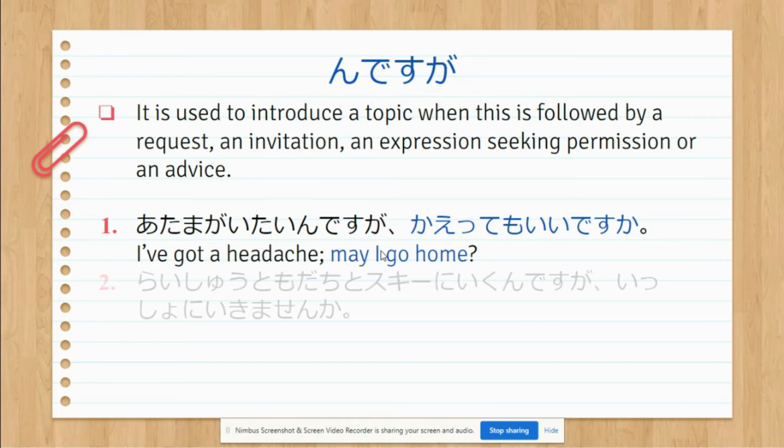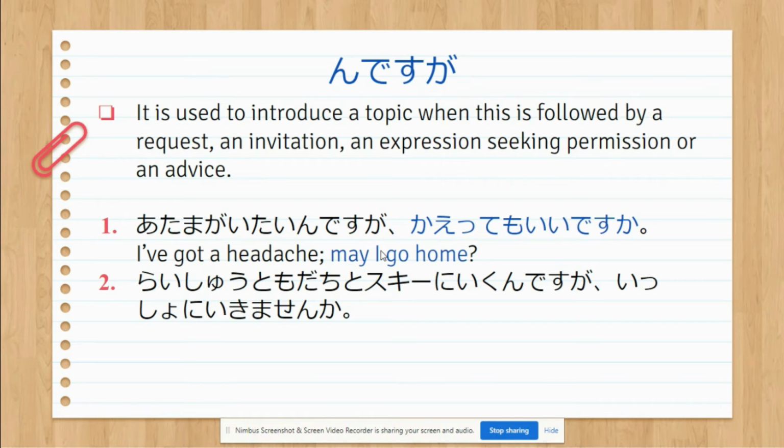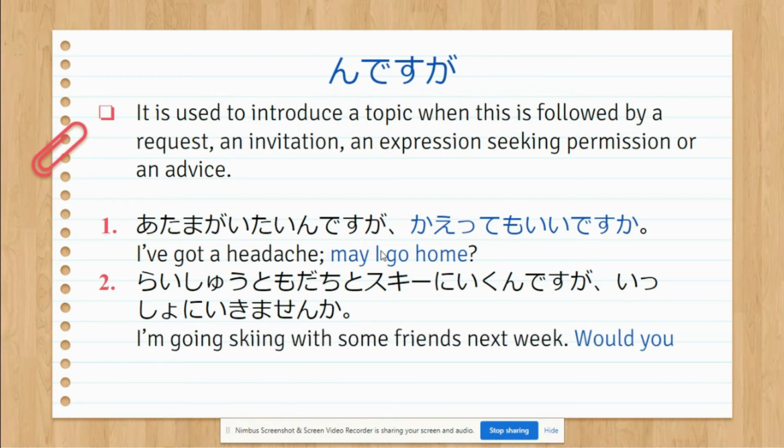Let's take a look at another example. Here is the introduction. Raishu tomodachi to ski ni ikun desu ga, isshou ni ikemasen ka? The introduction here is Raishu tomodachi to ski ni ikun desu ga. You're stating that next week you're going skiing together with your friends. And then you follow it with an invitation. Isshou ni ikimasen ka? I'm going skiing with some friends next week. Would you like to come too? Or would you also like to come?